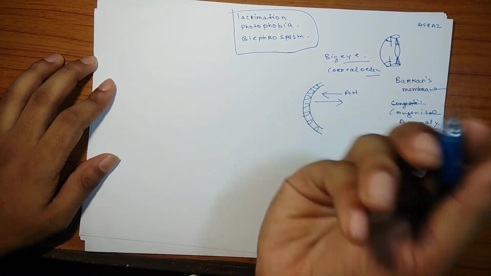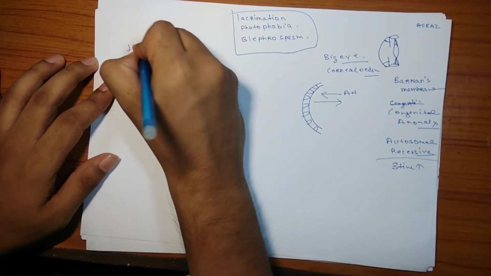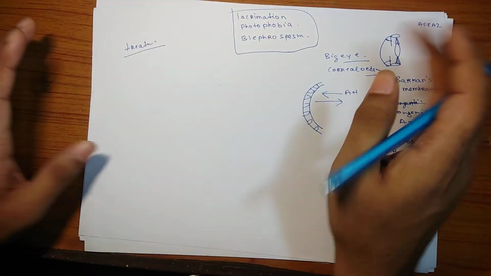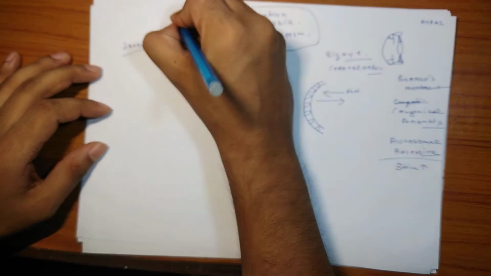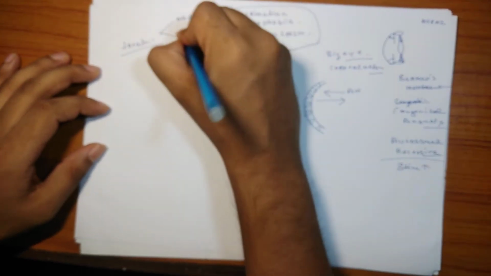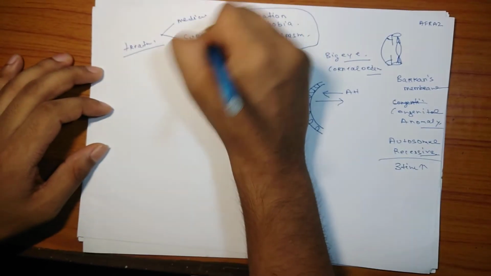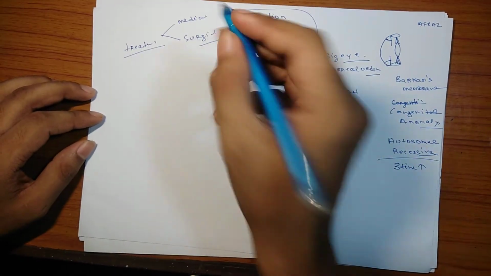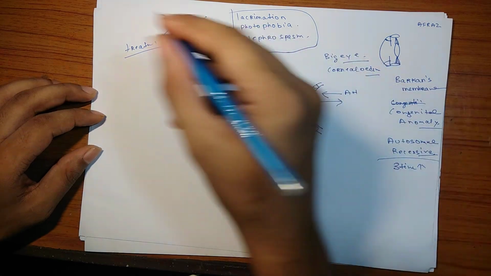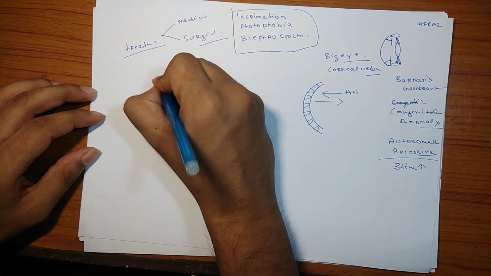So what is the treatment? Treatment is, there is no medical treatment, it's only surgical. Whenever you write treatment, always write treatment either medical or surgical. This is how you write it, it looks better. So there is no role of medical treatment. We are doing a surgical treatment here, where you might be doing goniotomy.